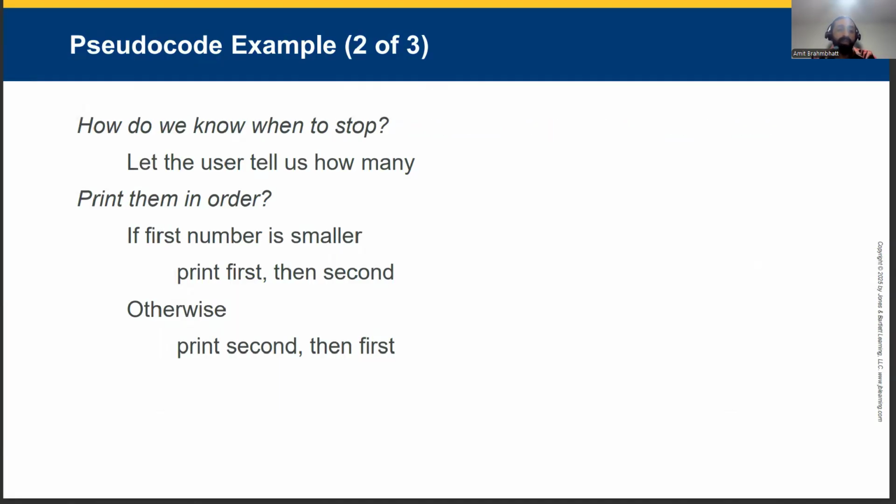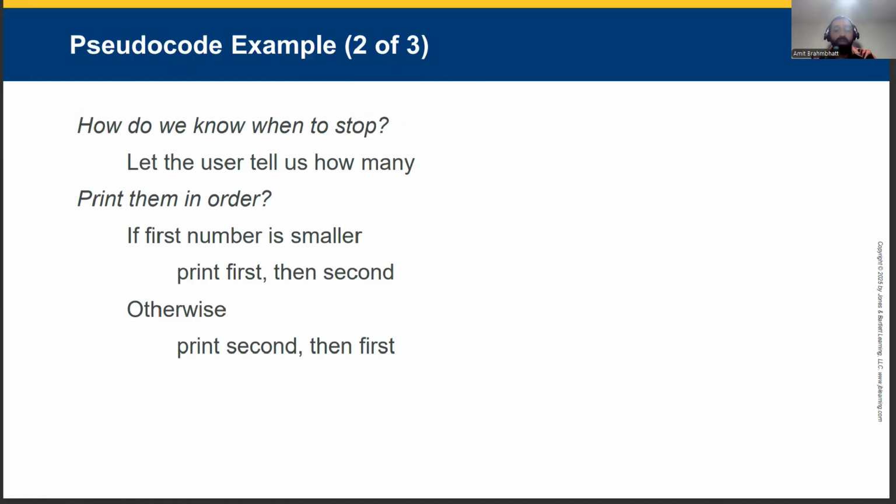Here on this slide, we expand on the previous idea by addressing an important question: how do we know when to stop? Instead of looping indefinitely, the revised pseudocode introduces a stopping condition determined by the user. Before reading the pairs, the program asks the user how many sets of numbers they want to enter. This creates a controlled, predictable loop count.